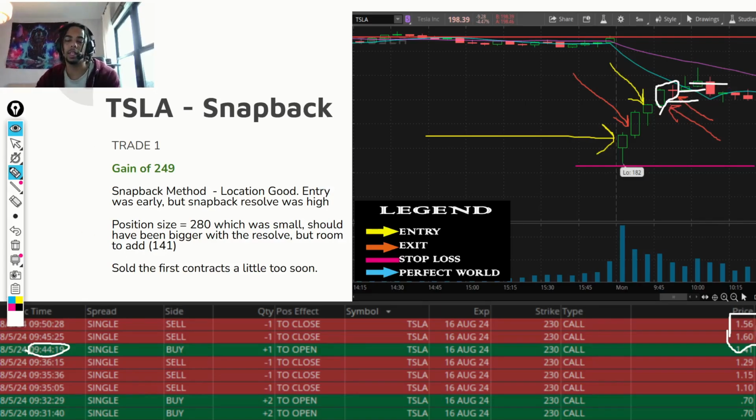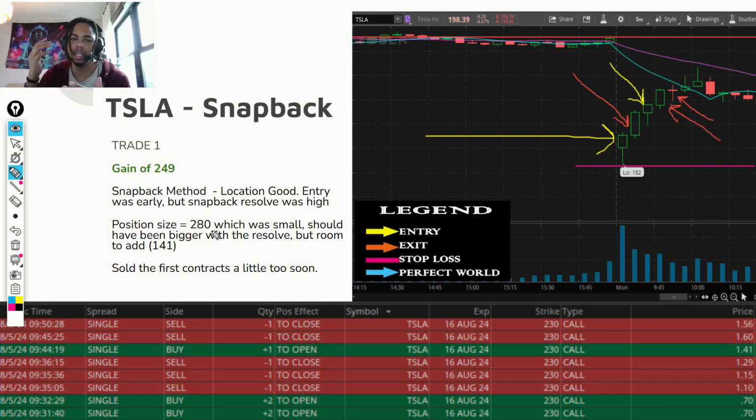So that's something I'm still working on, is having that resolve through the market volatility. But pretty straightforward. It was a very good trade nonetheless. My position size could have been bigger. That's another mistake here. 280. This should have been a $400 play. Bam. If you're keeping your account between $2,000, $3,000, that would have been a perfect entry.